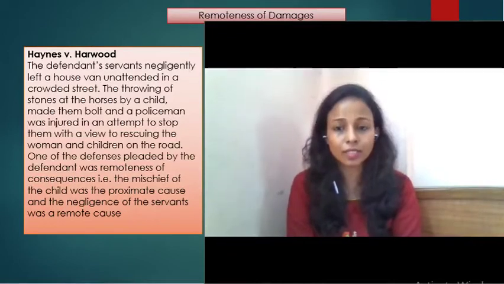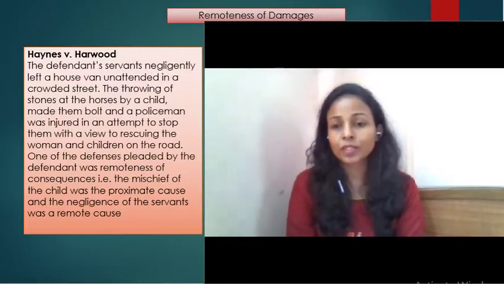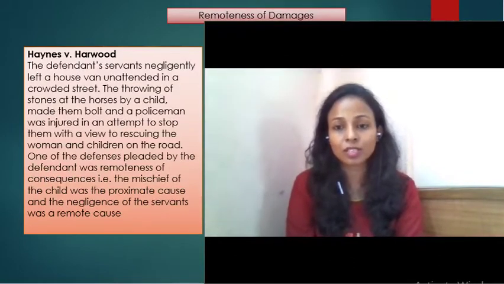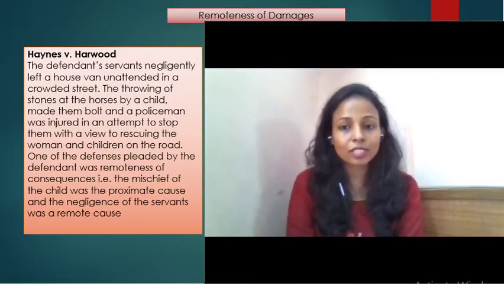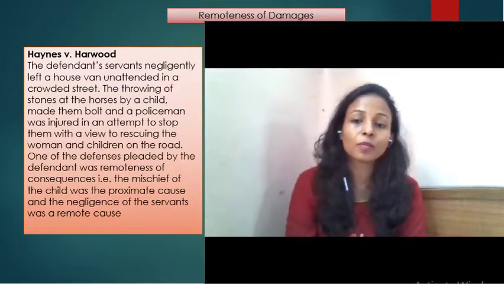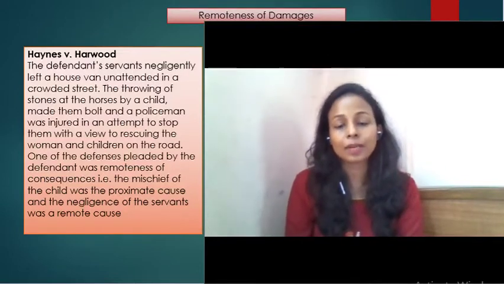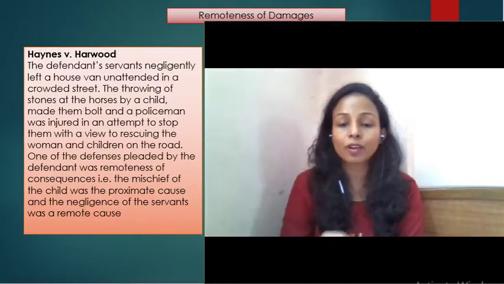You can see another example, which is Haynes versus Howard. In this case, the servant left the van unattended in a crowded place and children were there in the van. The children, doing mischief, threw a stone at the horse, and because of that the horse bolted out of hand and caused injury in the street, and a policeman who was going to save a woman and a child from that horse was injured. So here, even though the act was done by the children in their mischief, the remoteness of damage will fall on the servant because of his negligence, because he left the van unattended. So the servant will be liable for the act of the children.